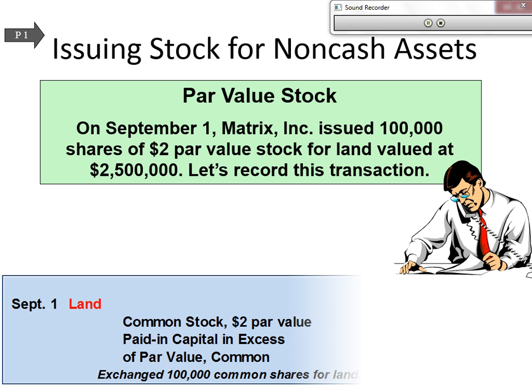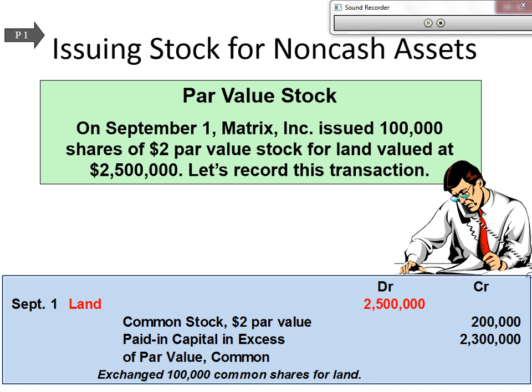So issuing stock for non-cash assets, it does happen. Sometimes a stockholder will say they would rather do what? Issuing stock for non-cash assets. I would rather give you an asset for stock instead of paying cash. I may have more land than I do cash. So I want to sell that land to you for some shares of your stock. This is that type of example.